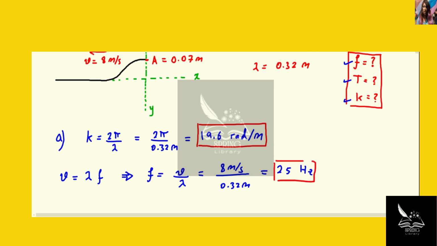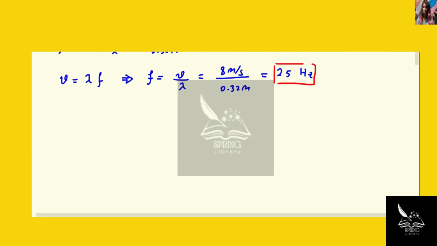To find the period, T, it's equal to the inverse of the frequency. So 1 over frequency, which is 1 over 25 hertz, and that's equal to 0.04 seconds. So this is the period for this wave.